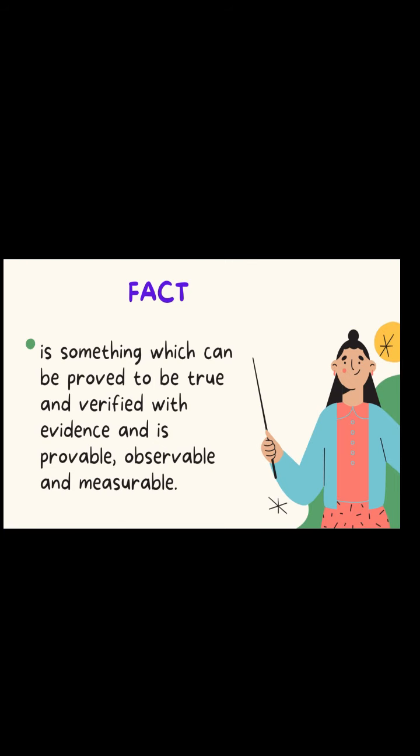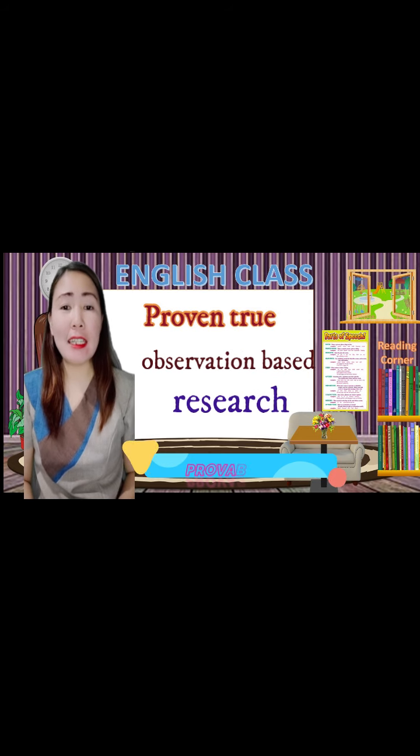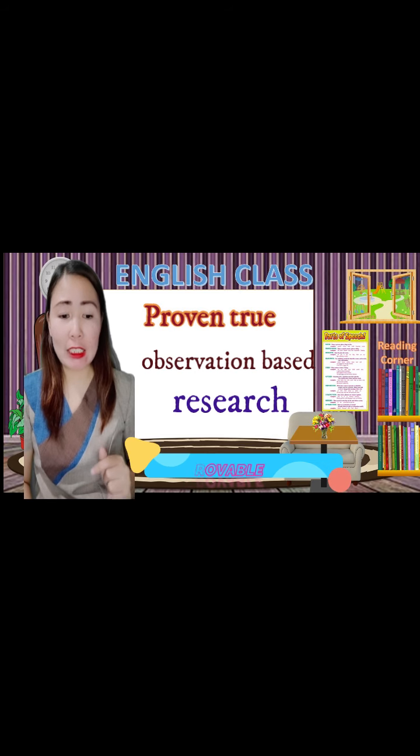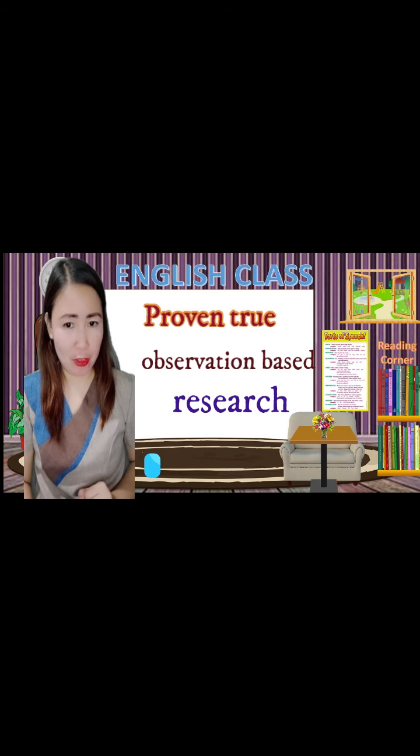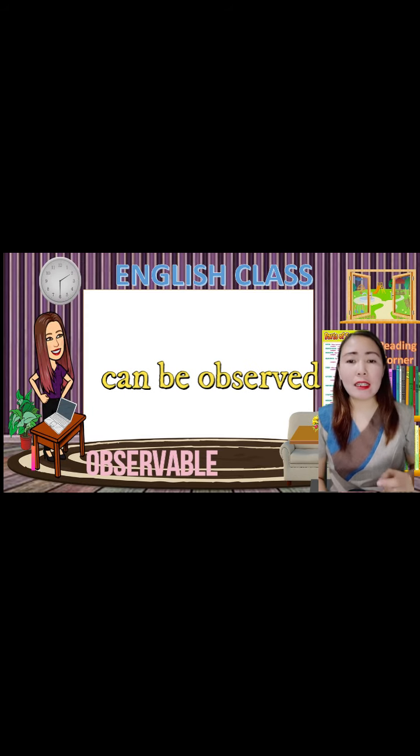Fact is something which can be proved to be true and verified with evidence, and is provable, observable, and measurable. When we say provable, it is something that can be proven true because it has its evidences or based on observation or research. Observable. When we say observable, these are the things that can be observed. What are the things that can be observed? Alright, so those are the things that we can see, hear, taste, or touch.